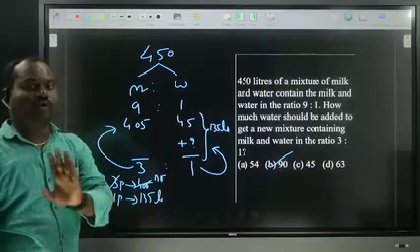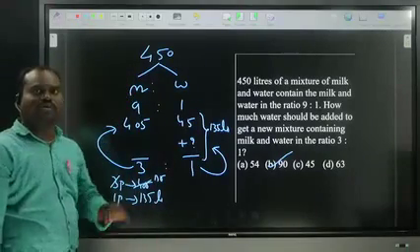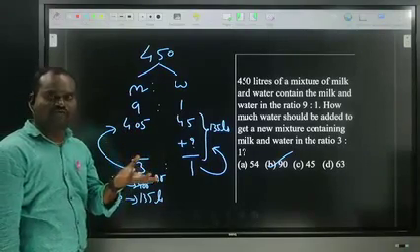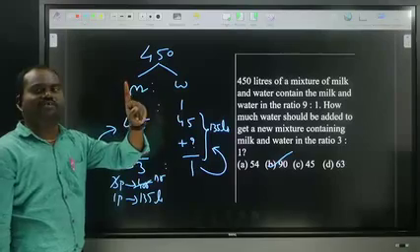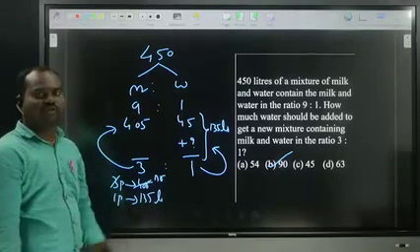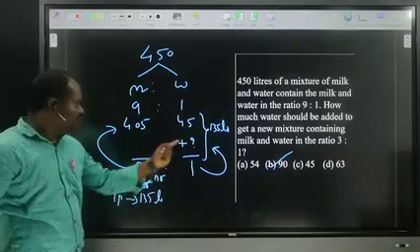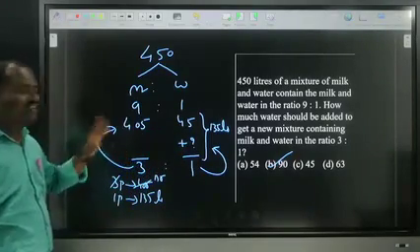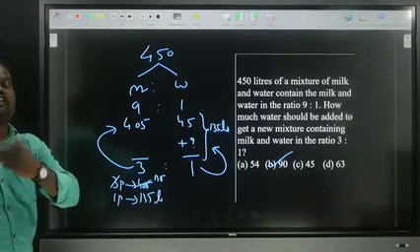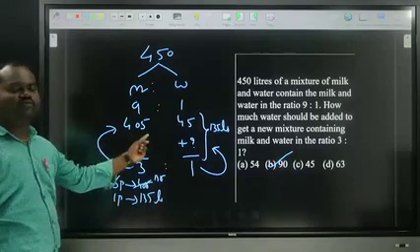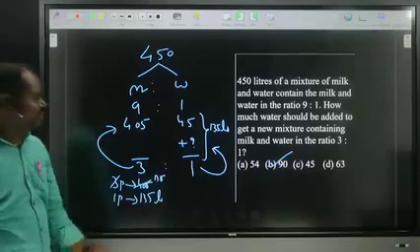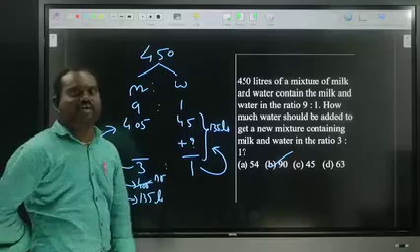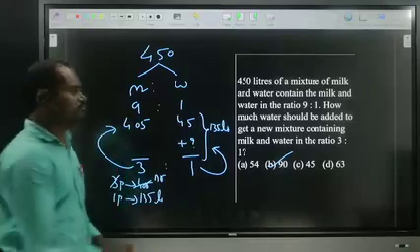Is it clear what we are doing? Total 450, milk and water in ratio 9:1, that is 10 parts. 10 parts is 450, so one part is 45, and the balance is 405. We need to add water only, no need to add milk, so the milk quantity is the same. That 405 liters is equivalent to 3 parts, so one part is 135. We require 135, already 45 is there, so we need to add 90. By adding 90 it becomes 135.